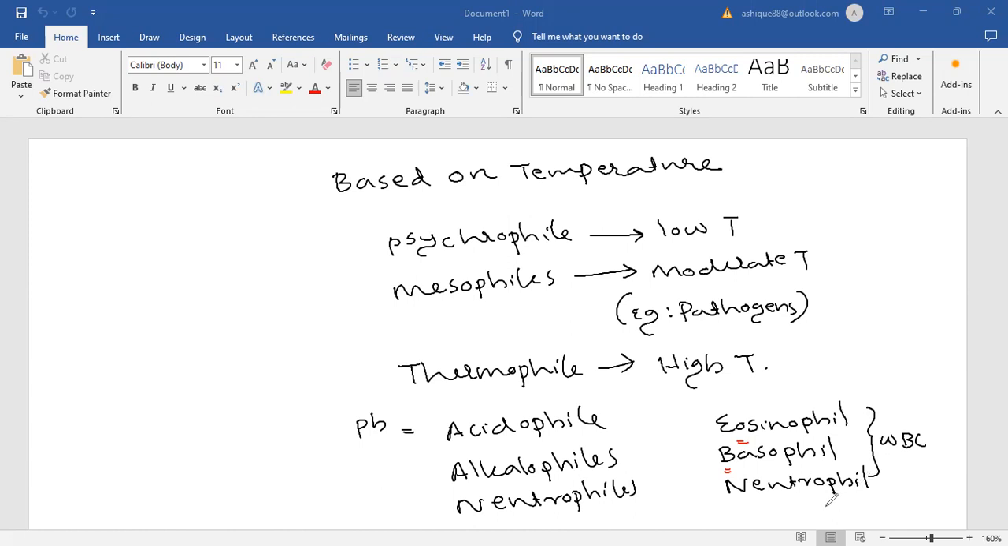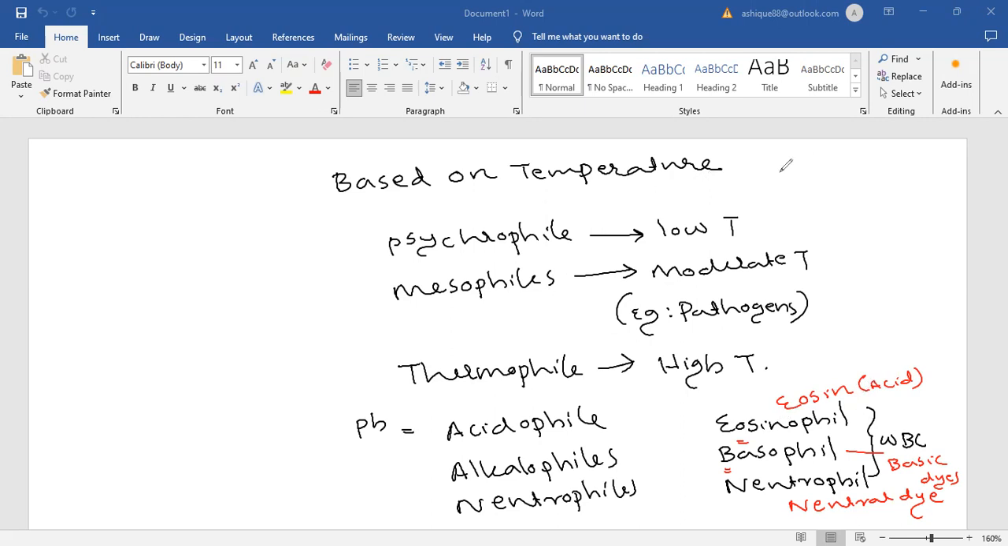The neutrophils take up color with neutral dye. If we use neutral dye, the neutrophils will capture the color. In the same manner, we can color the basophil by using basic dyes. And eosin is the name of an acid dye. So by using the acid eosin, you can color those particular WBCs. That's why they got the name eosinophil. Is it clear?